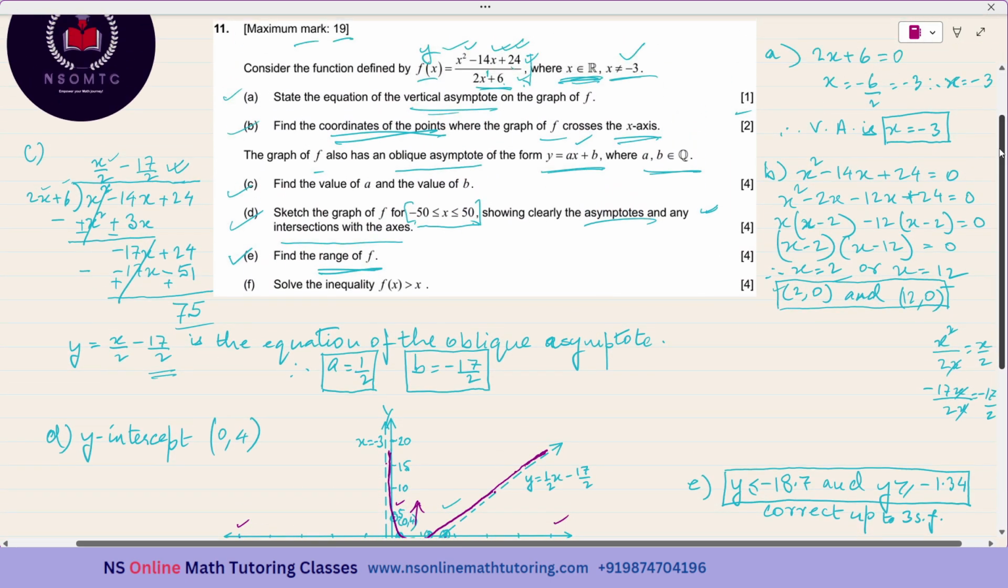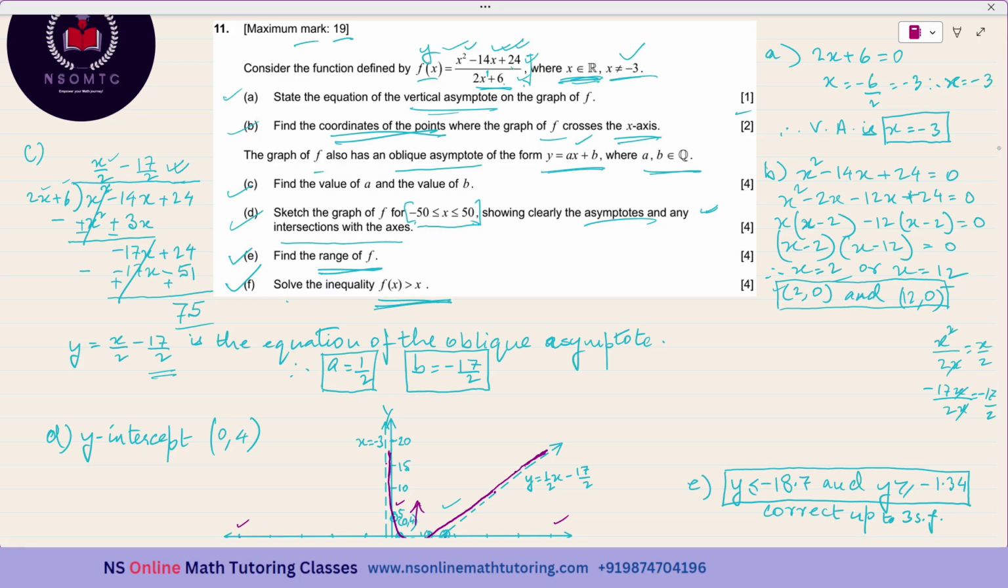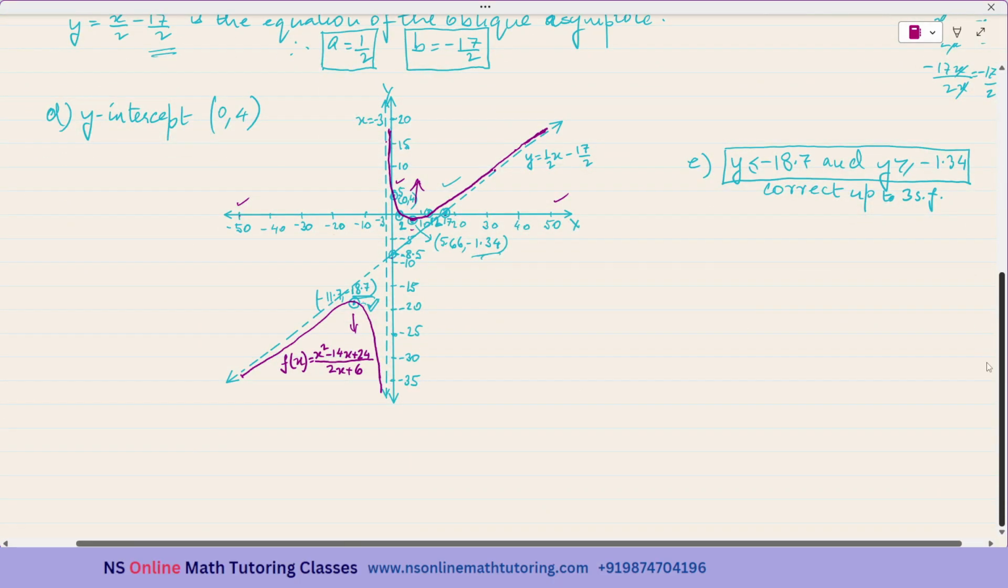And coming to the last subpart F, solve the inequality f of x is greater than x. Okay.